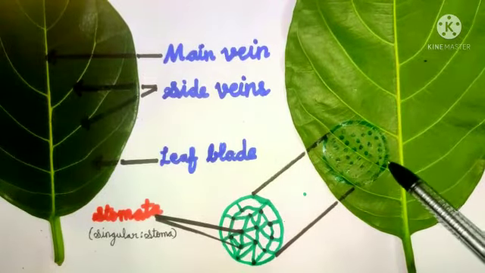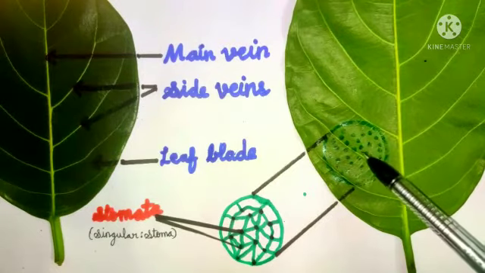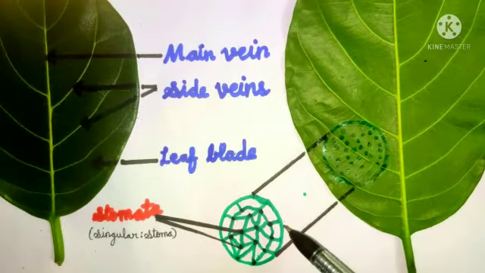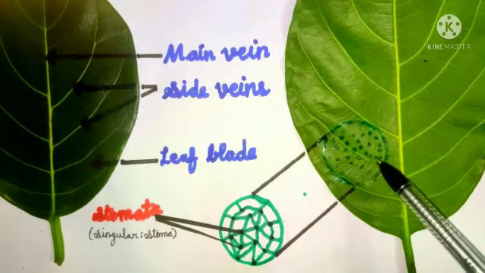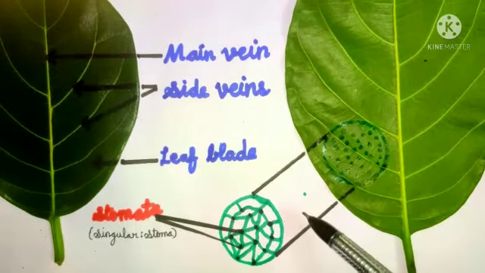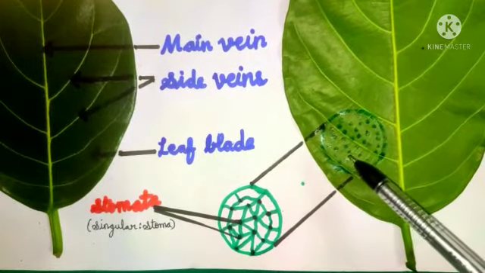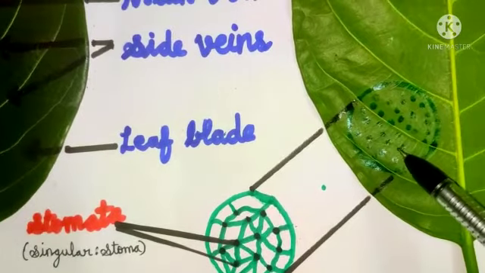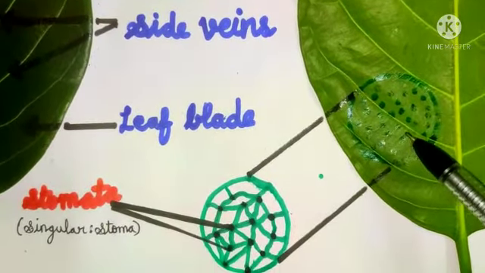That is stomata. Okay. What is the function of stomata? The stomata let air flow in and out of the leaf. That is, they take in carbon dioxide from the air and give out oxygen.